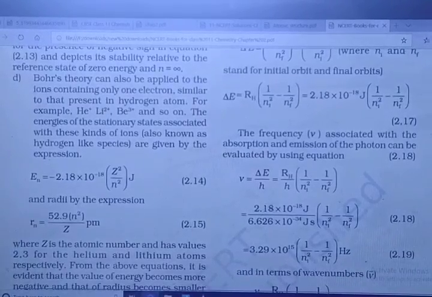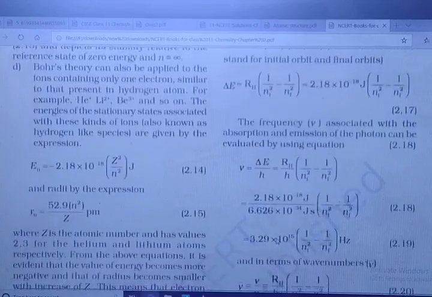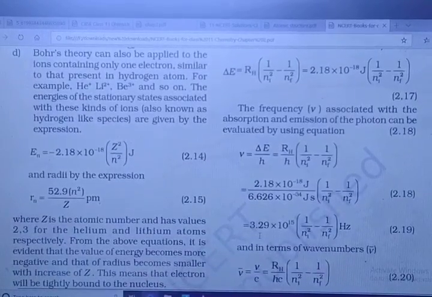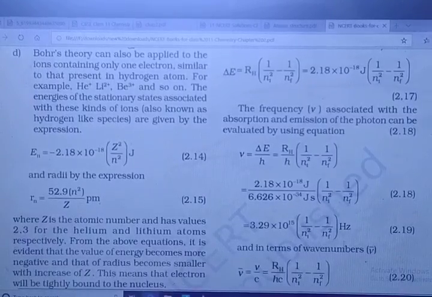After dividing 2.18 by 6.626, you will get 3.29 into 10 to the power 15. Here the minus 34 will go up. So the value will be 3.29 into 10 to the power 15 into 1 upon ni square minus 1 upon nf square. Since the SI unit of frequency is hertz, the unit will be hertz.